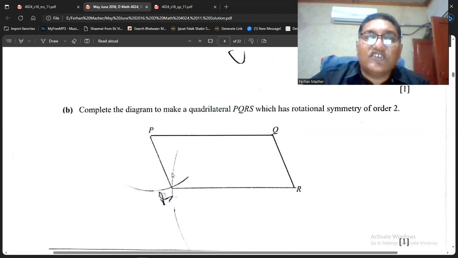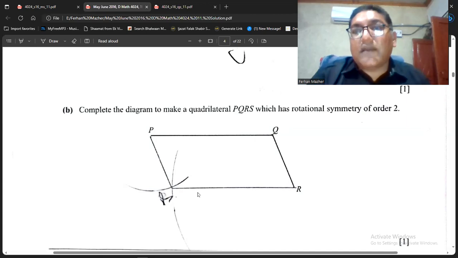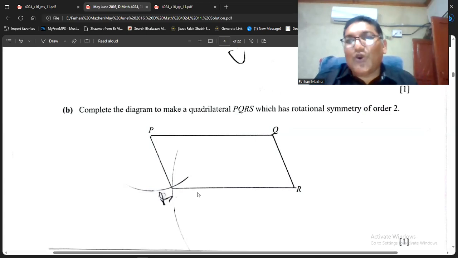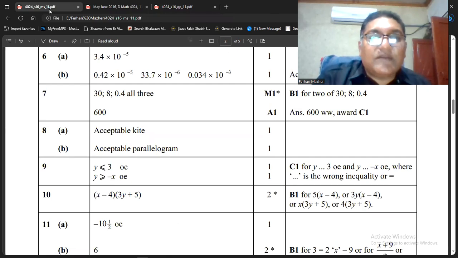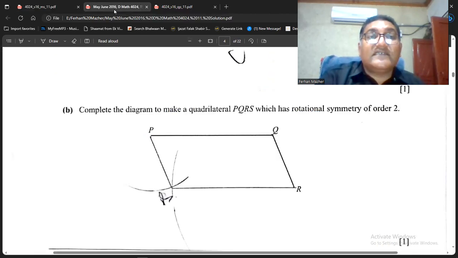Join these points, this S with P, this S with R. A perfect parallelogram is in front of you. I hope you understand this technique and my description of how this will be done. Acceptable parallelogram, that's the answer.